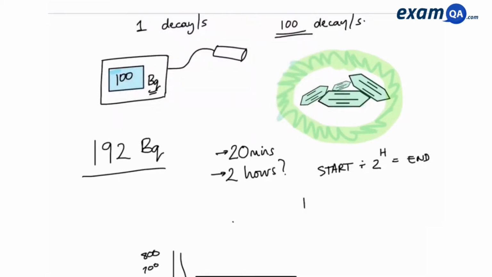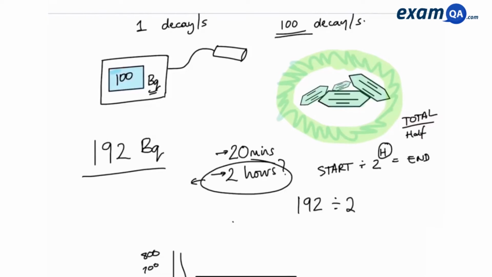We have 192 becquerels. Now we're going to divide it by 2, and the reason we divide it by 2 is because, of course, it's halving. Now, how many times? What is h? h is total time divided by time for a half-life. So in this scenario, the total time was 2 hours. Let's convert that into minutes first. So that's 120 minutes. So we're going to do 120, which is total, divided by the time for one half-life, which is 20 minutes. So 120 divided by 20 gives you 6.